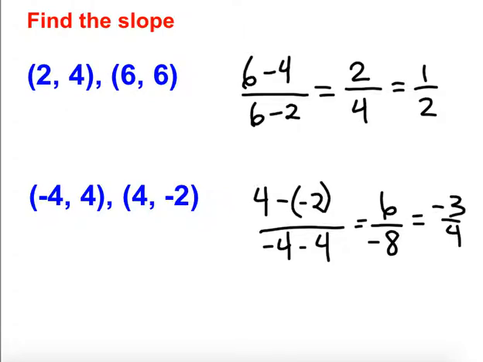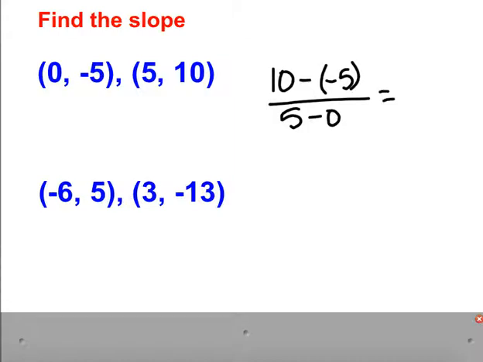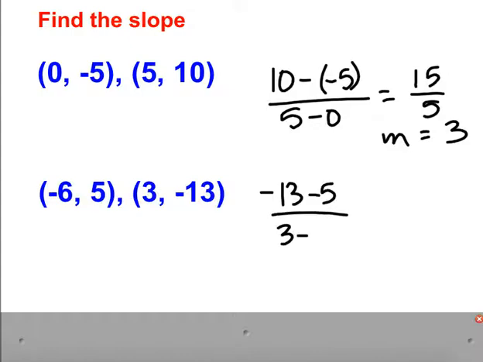Remember, it doesn't matter where that negative goes. It can go on the denominator or numerator. It doesn't matter. It still ends up a negative answer. Okay, a couple more. 0, -5, and 5, 10. So I'm going to do 10 minus a -5 over 5 minus 0, which gives me 15 over 5, so the slope is 3. And we can do -13 minus 5 over 3 minus a -6, and so I get -18 over 9, which is a slope of -2.